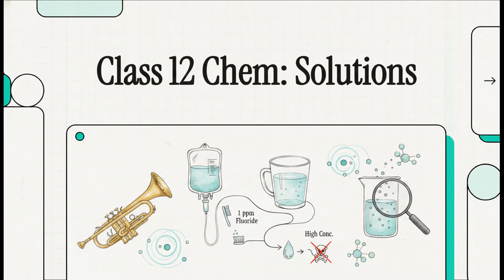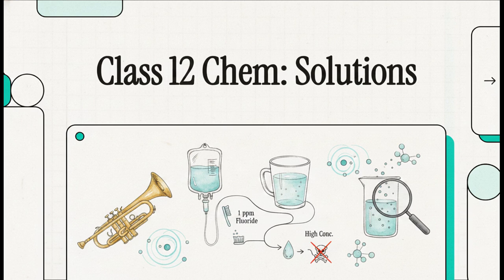All right, let's dive right into a massive topic for Class 12 chemistry: solutions. Now, when you hear the word solution, you probably just picture stirring some salt into a glass of water, right? But honestly, in real life, we almost never come across truly pure substances. Think about it. The brass used to make musical instruments, that's actually a solid solution of copper and zinc. The intravenous injections they use in hospitals, those are incredibly carefully balanced solutions designed to perfectly match our blood plasma.